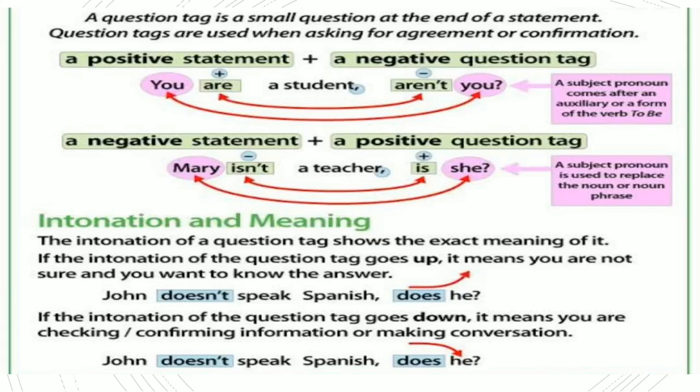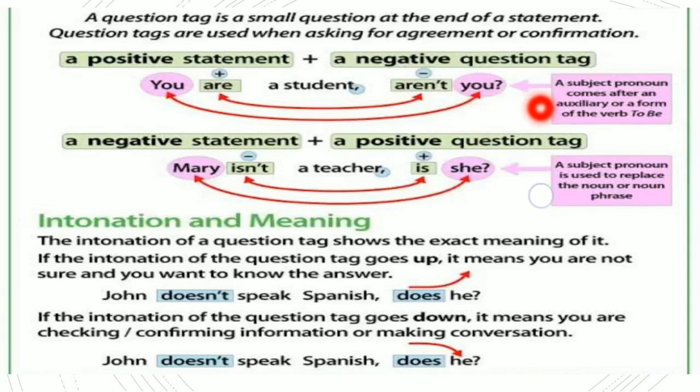Now, if we look here, you are a student. So students, I'm asking you all, you are a student. Now here, add a question tag. So what will be your answer? Yes, the tag will be negative. That is, aren't you?